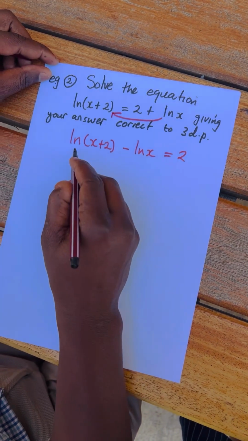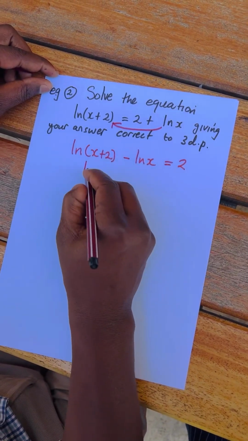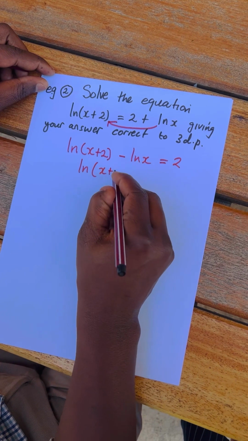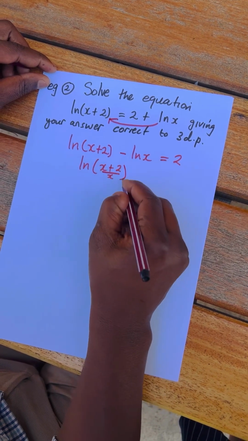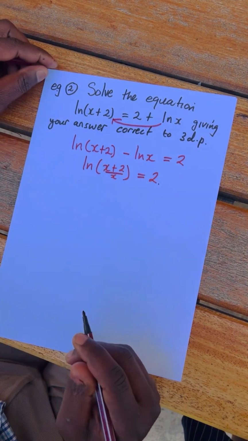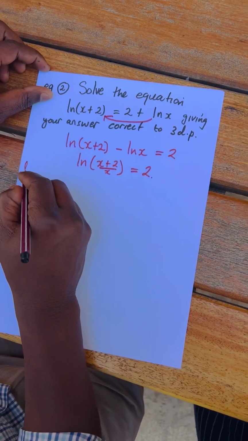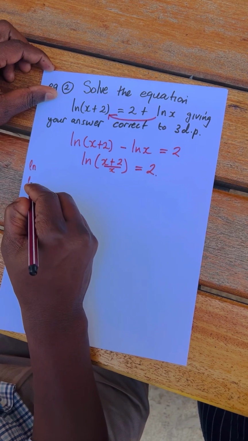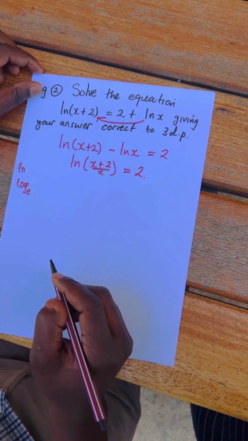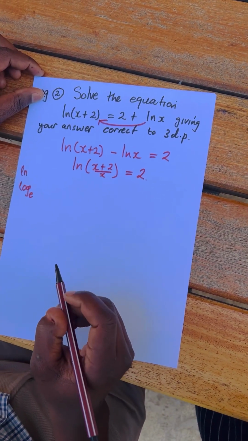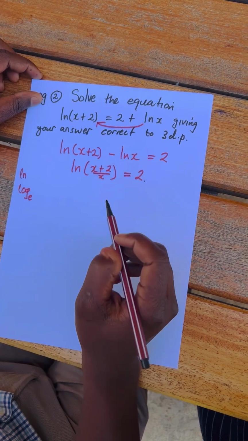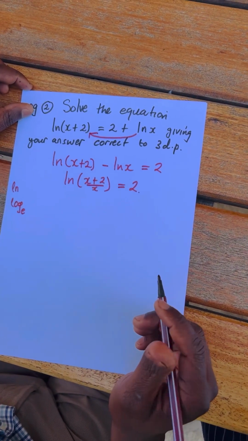We use our second law, which says if you're subtracting, then you divide. So we're going to have (x plus 2) over x equal 2. So we combined using the second law. Now remembering that ln is the same as log base e, and using the definition of logarithms, we can convert this to a statement without logs.